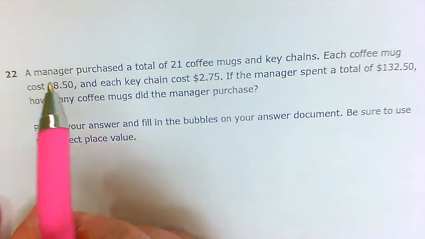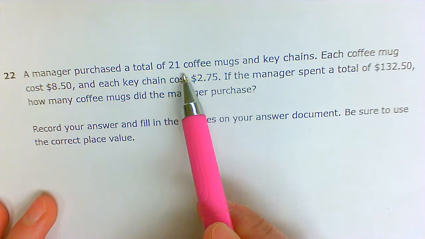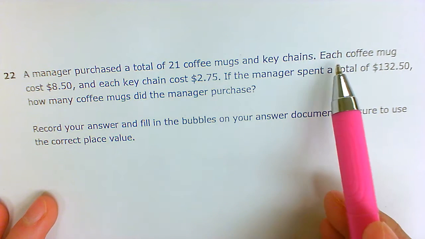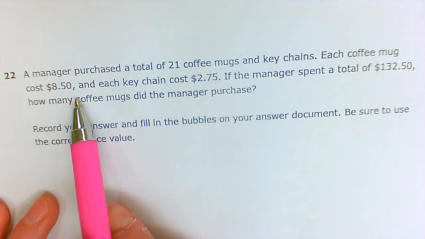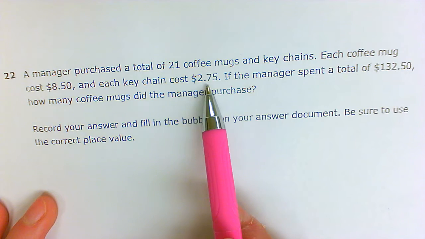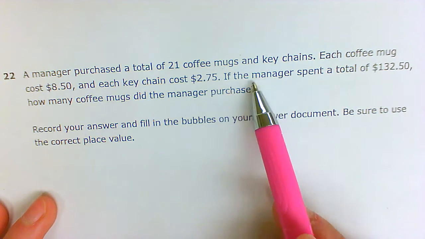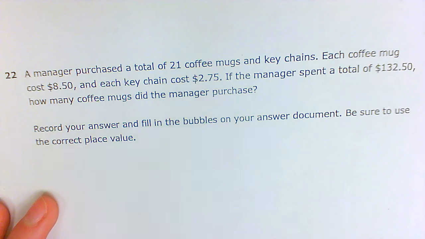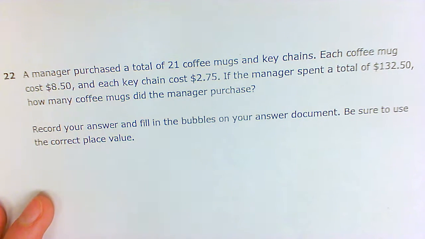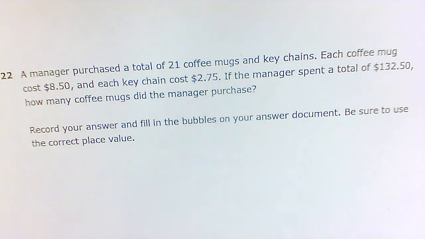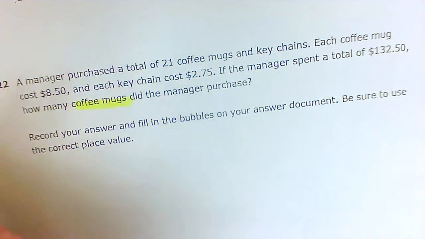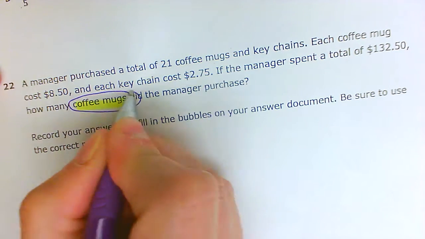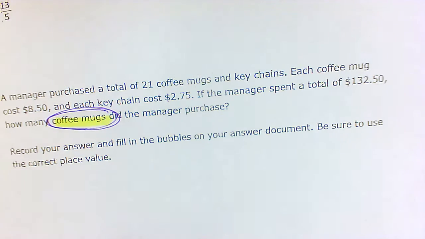Number 22. A manager purchased a total of 21 coffee mugs and keychains. Each coffee mug cost $8.50 and each keychain cost $2.75. If the manager spent a total of $132.50, how many coffee mugs did the manager purchase? Okay, first of all, I'm going to highlight this so that I remember we're only asking about the coffee mugs. That's the only thing that we care about right here.